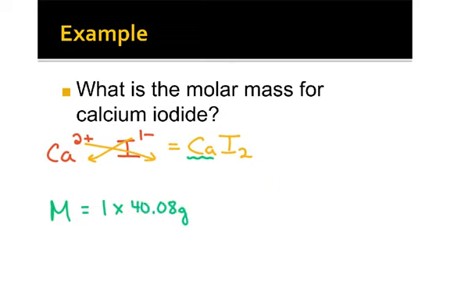You'll find that different periodic tables have different numbers of decimal places. Even 1 decimal place generally doesn't foul things up too badly if you reduce that much. And then I'm going to add that molar mass to the 2 iodines that I have.